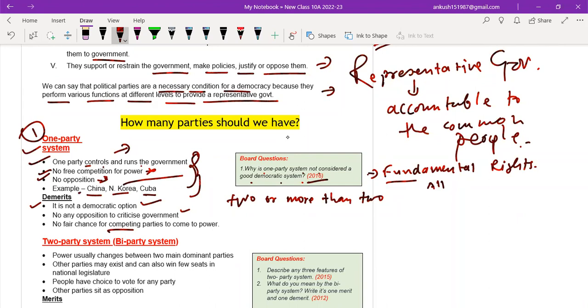Suppose only examples are written here, like China, North Korea, Cuba. So you have to write examples. The following are the countries where the one party system is going on and only one party is ruling there. These countries are China, North Korea, Cuba. Like this, you have to extend the sentences. Did you get it?